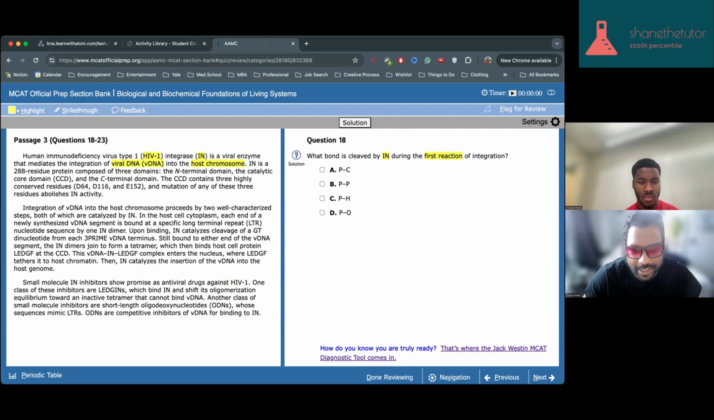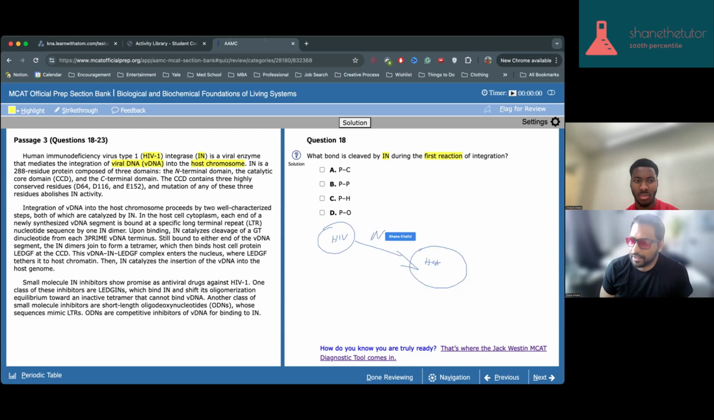I'm visualizing HIV as a circle, the host as a circle, and then the IN, the integrase, helping that HIV DNA get into the host DNA. So just imagining circles, and IN is like, here you go, go in, go in.